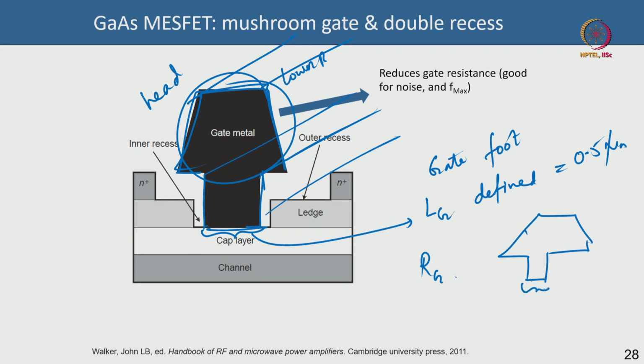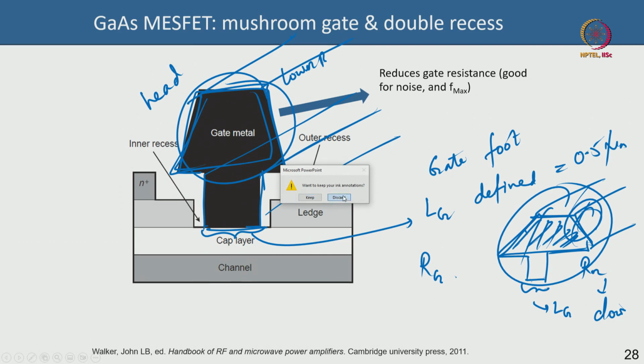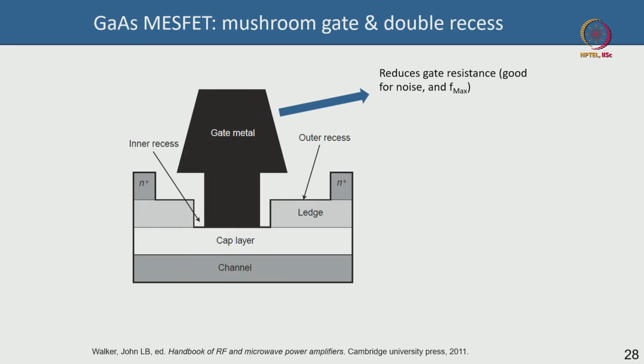So this defines the gate foot. Your 0.5 micron is not compromised, and this could be very large. Because the cross section area is very large, your gate resistance comes down. However, this should not collapse. So the mechanical stability matters. You cannot have an arbitrarily large head because your gate foot may not be able to sustain it. Now, another challenge you need to be aware of is that whenever you have a gate head like that, it will start coupling capacitance CGD.